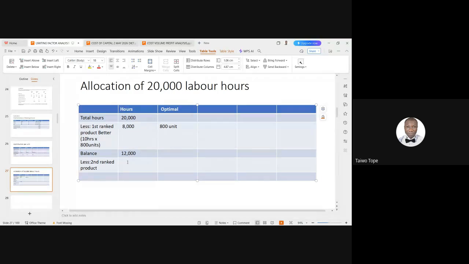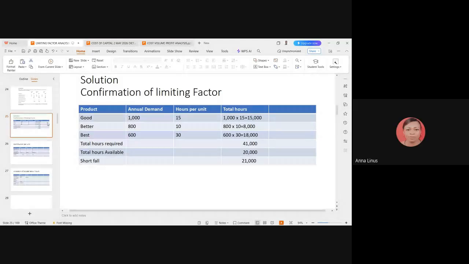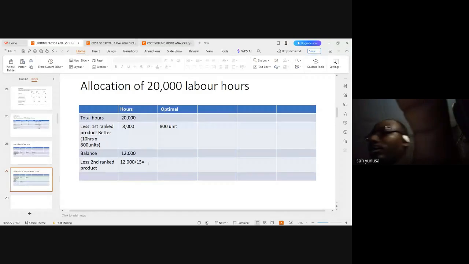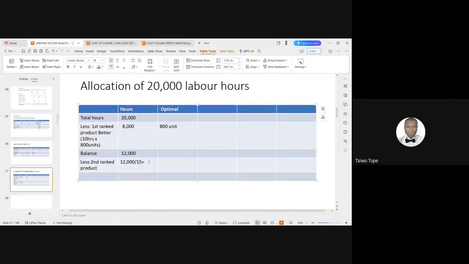The mathematics is this: 12,000 divided by 15. And you get what? 800. So take note. The optimal mix using 12,000 hours will be 800 units also. 800 units.